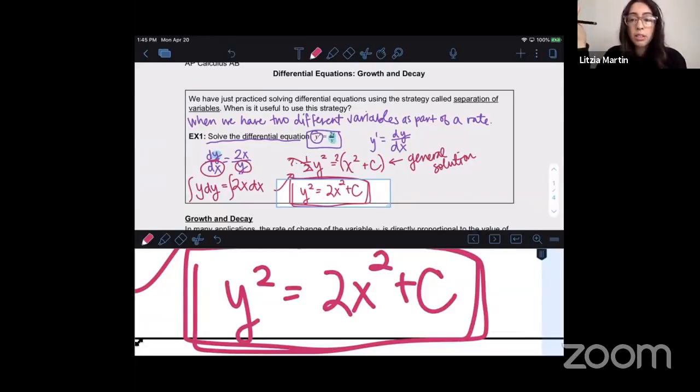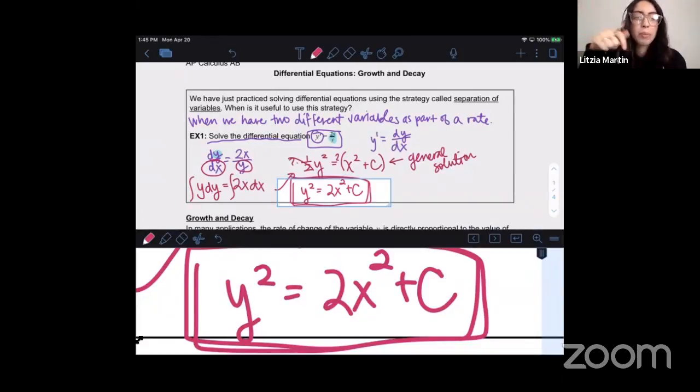We could take it a step further. I'm not going to write it out, but obviously if y is being squared, you can square root it. And so you'd have plus or minus square root of 2x squared plus c on the other side. At that point, we're almost overcomplicating it, so I'm just going to stop there. Okay.